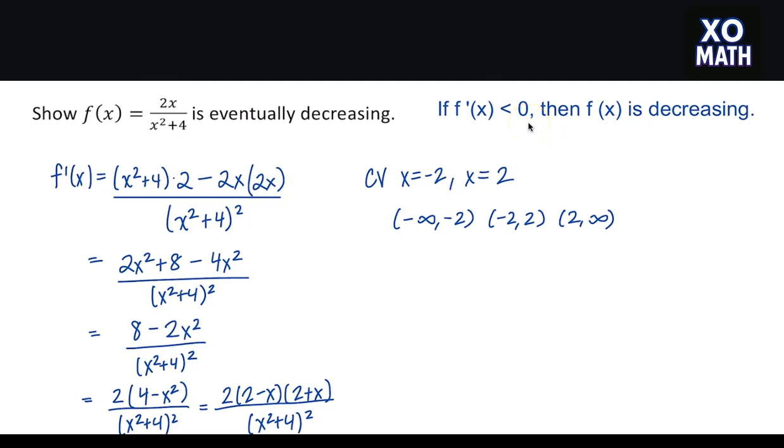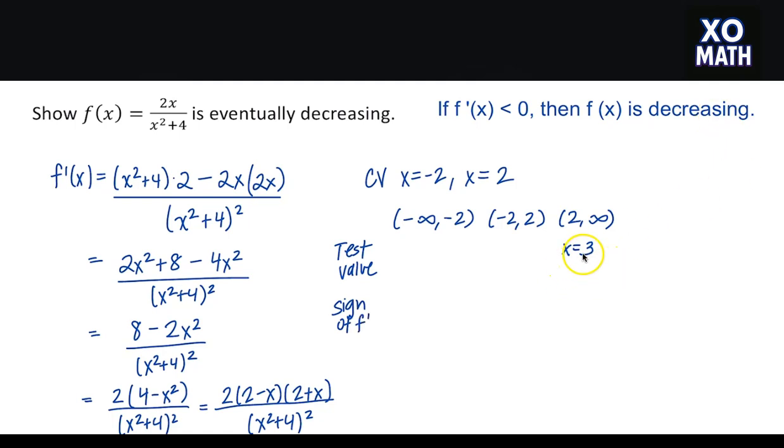But we can actually shorten this work a bit because we want to determine if f of x is eventually decreasing. So what we could really do is just focus on this interval from 2 to infinity. And so I can pick a test value in the interval from 2 to infinity. So let's say x equals 3. And we'll substitute that into the derivative function to determine if the derivative is positive or negative. Because as we know, if the derivative is less than 0 or negative, then f of x will be decreasing. So we're going to look for the sign of that derivative, f prime of x.